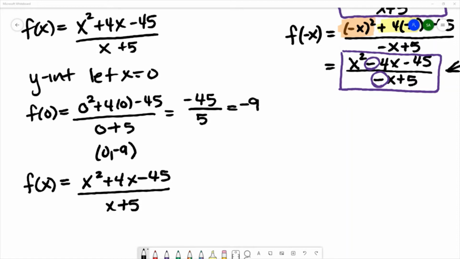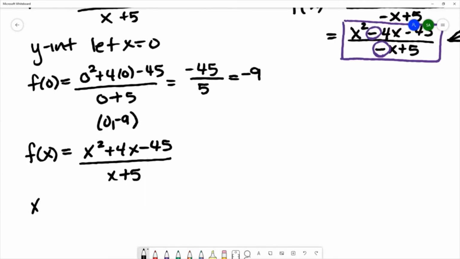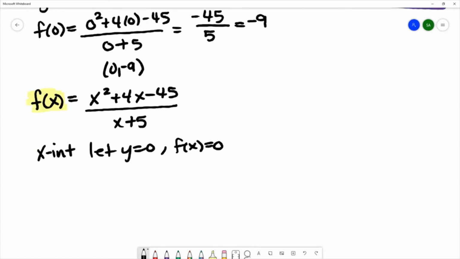For our next part, we want to find any x-intercepts. To find an x-intercept, we're going to let y equal 0, and for our function, that's f of x. f of x is the same thing as y, so we're going to let f of x equal 0. So we have 0 equals x squared plus 4x minus 45 over x plus 5.